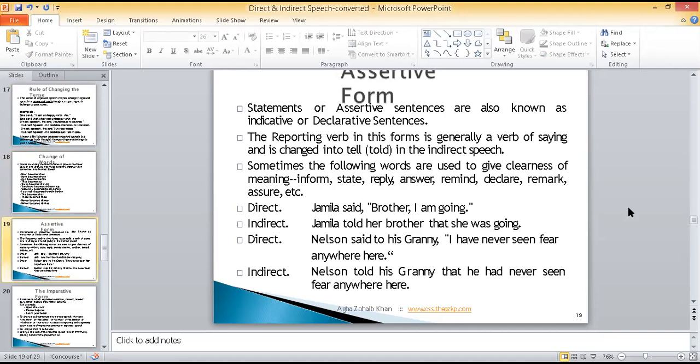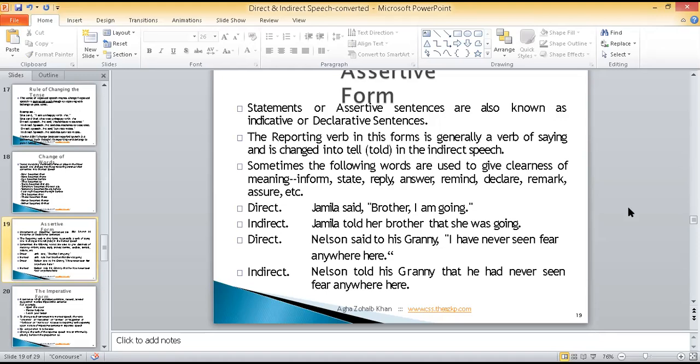Assertive statements or assertive sentences are also known as indicative or declarative. The reported verb is generally a verb of saying and is changed into tell. So it is basically where some kind of declaration or indication or statement or assertiveness is shown. When such things come, usually we go with told. Sometimes the following words give a clear indication: stated, replied, answered, reminded, declared, remarked, assured, or something.